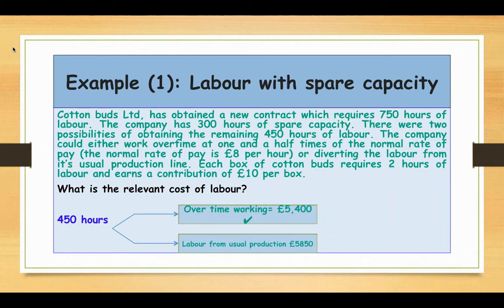And if you choose to pinch your labor hours from your usual production, it's going to cost you 5,850. As we all know, we must go for the cheapest possible option, in this case, the overtime, because we have seen in our previous part, if you overcharge a customer, you will lose that contract. So always consider the two options and go for the cheapest one. In this case, overtime working. So the relevant cost of labor is going to be £5,400.